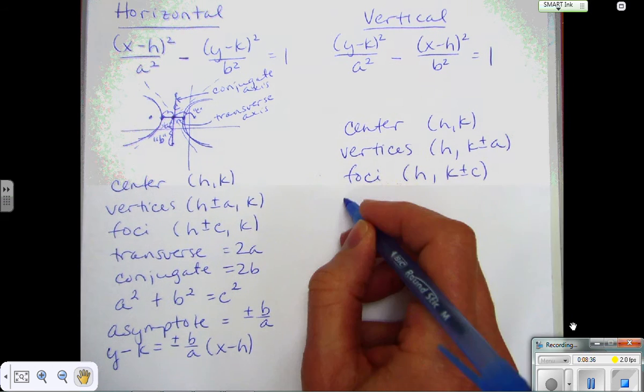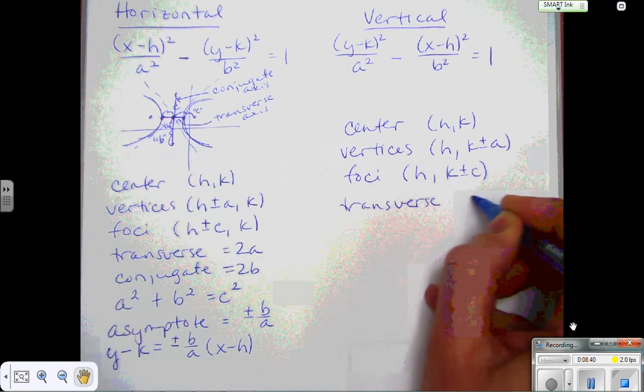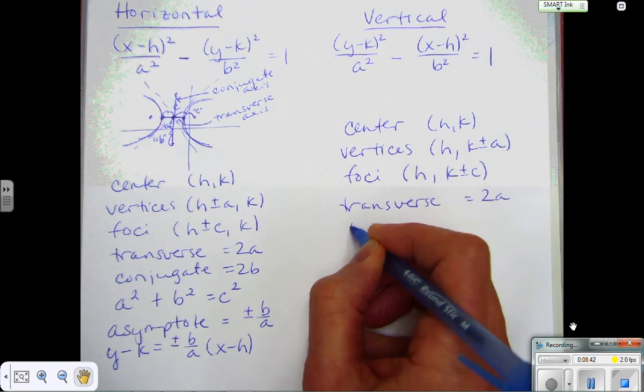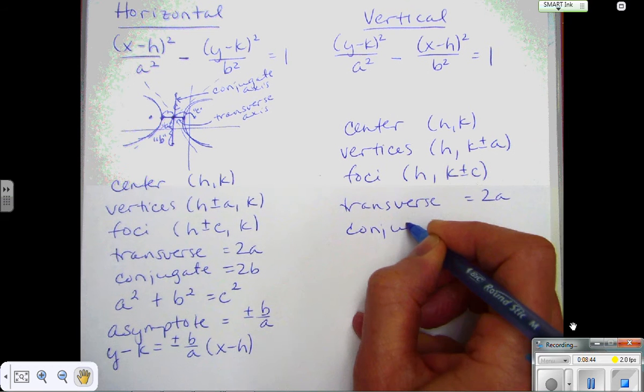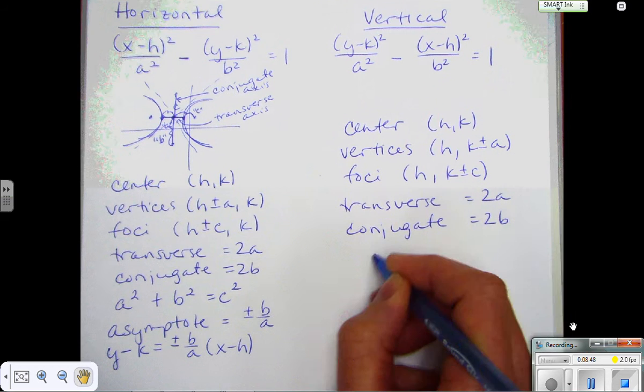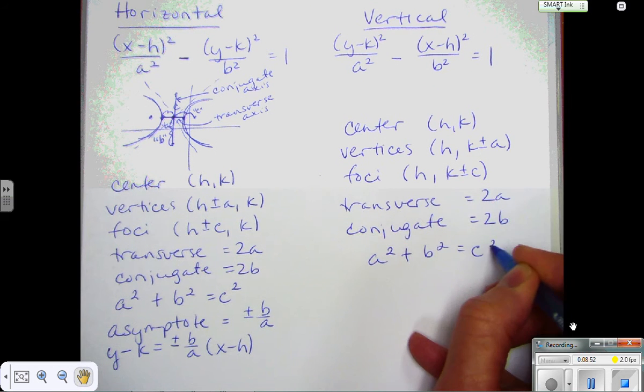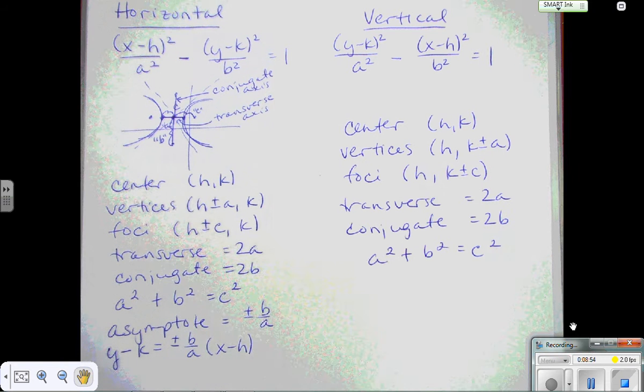Then your transverse axis is still 2 times A. The conjugate axis is still 2 times B. You still have that A squared plus B squared equals C squared. They're all related that way.